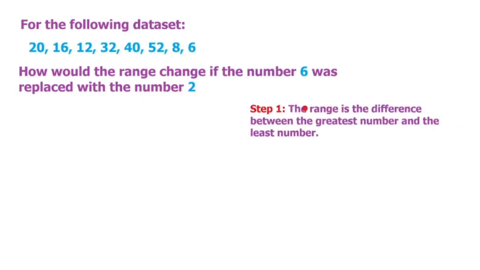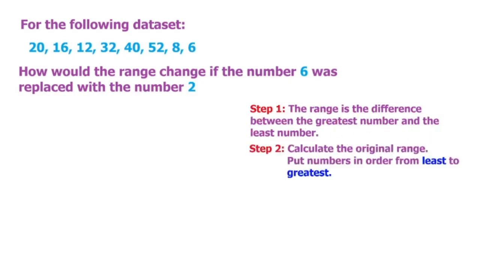So first thing to remember is what the range is. The range is the difference between the greatest number and the least number. So let's calculate the original range, but first we need to put the numbers in order from least to greatest. That'll make it easier, okay? So putting these numbers from least to greatest will look like this.